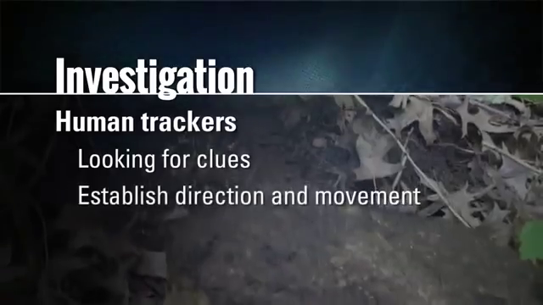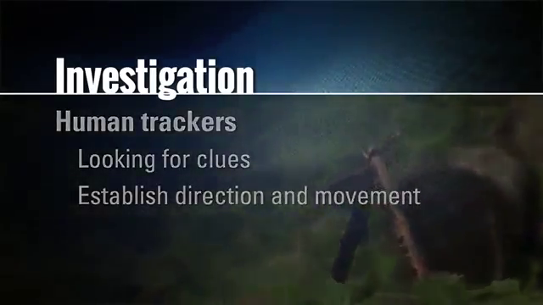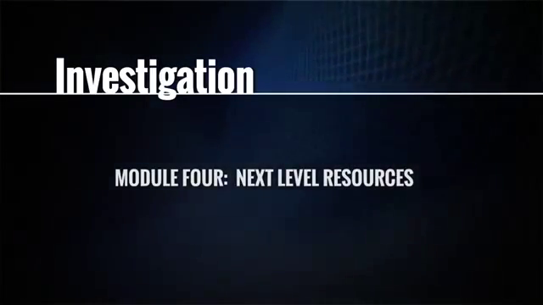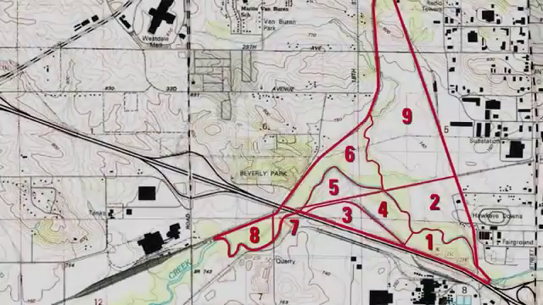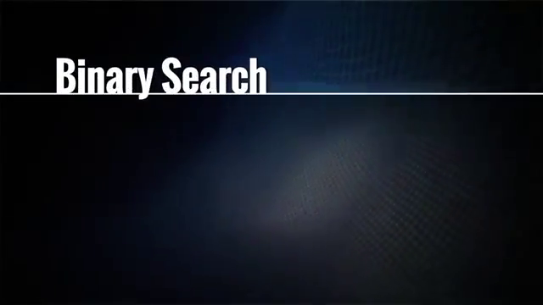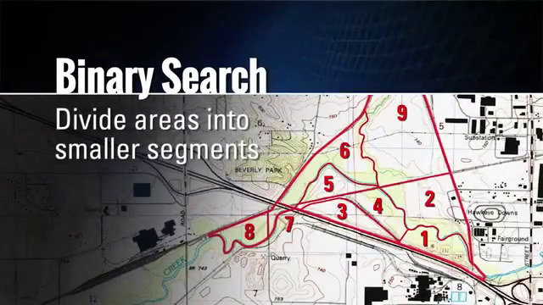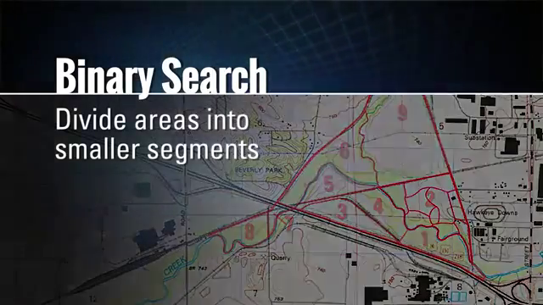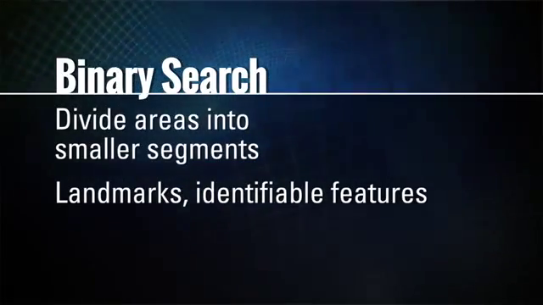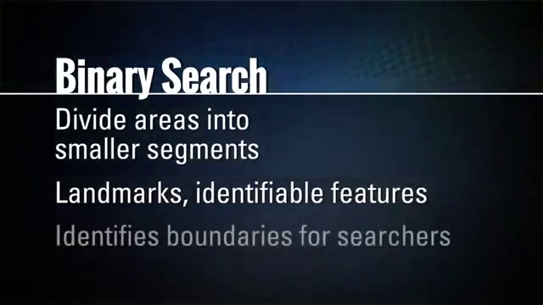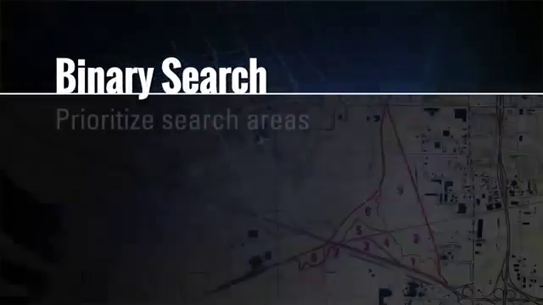Human trackers who are skilled at looking for clues and establishing direction and movement can be very helpful during this phase of the search. You'll learn more about next-level resources like this in Module 4 of the Iowa Task Force 1 training series. Once you've contained a larger area and established a direction of travel, you can begin binary searches. Binary searching simply means dividing established search segments into smaller, more manageable areas and identifying them using landmarks and other identifiable features such as roads, streams, and fence lines. This allows searchers in the field to know and recognize the boundaries of each segment. Binary searching allows you to prioritize segments.